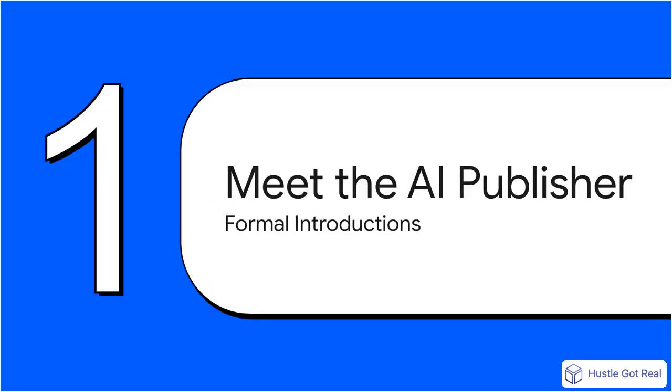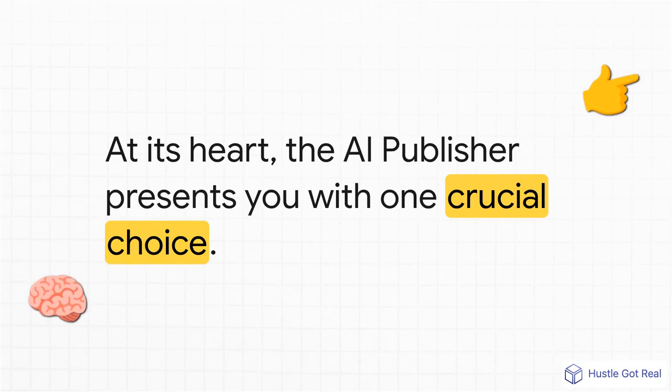Section 1, Meet the AI Publisher. At its core, this tool is designed to do one thing and do it incredibly well. Fill your store with the right products completely on autopilot. But here's the thing, to get started, it presents you with one really important choice. A fork in the road, if you will. And this decision is all about balancing two things, how much speed you want versus how much control you need.